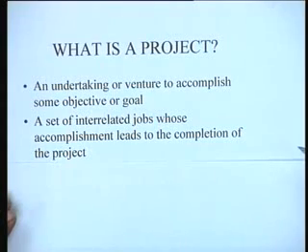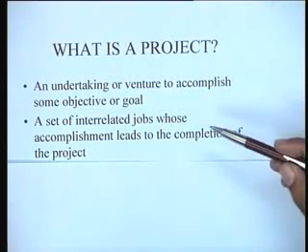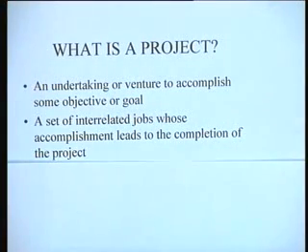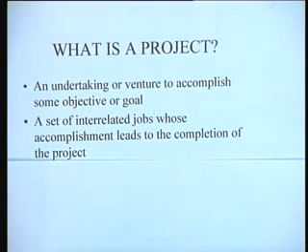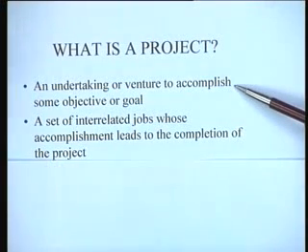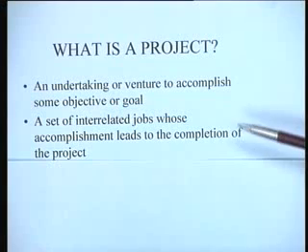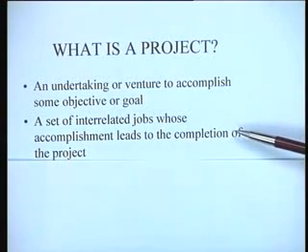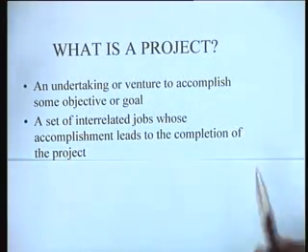A project can be viewed as a set of interrelated jobs whose accomplishment leads to the completion of the project. So essentially, although we talked about the basic objective of a project, the composition or the structure of a project is that it is composed of a variety of jobs, and these jobs are interrelated, and the completion of these jobs leads to the completion of the project.